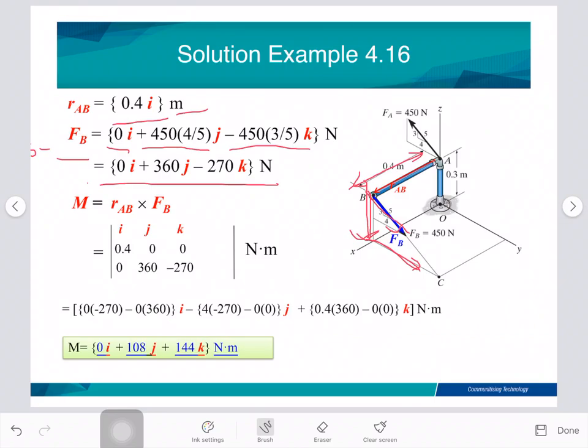So we can write in matrix form like this. M is equal to RAB cross FB. You write i, j, k, and then we substitute the R, and then we substitute the F. You can solve as usual. So you can determine the resultant couple moment is equal to 0i plus 108j plus 1.4k.